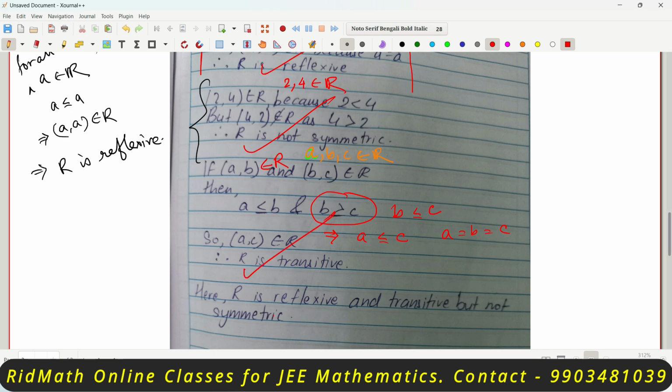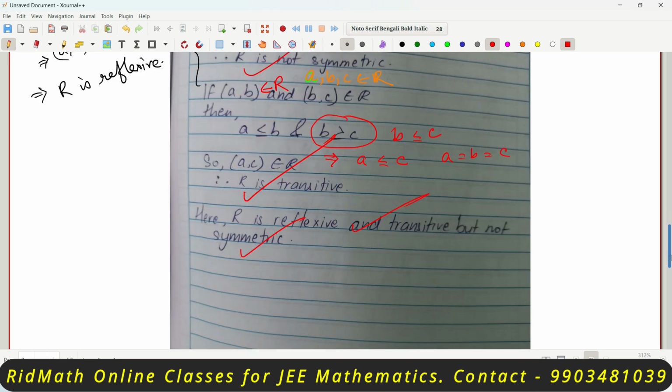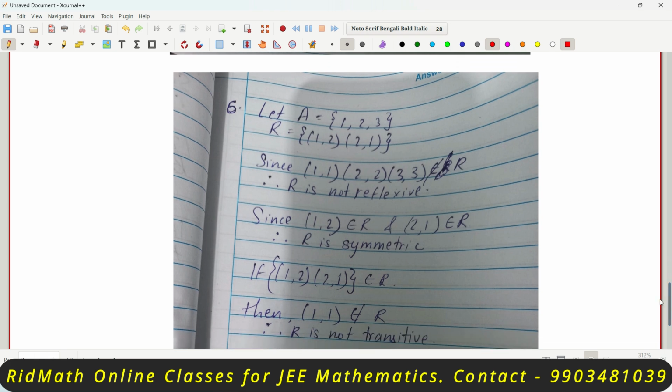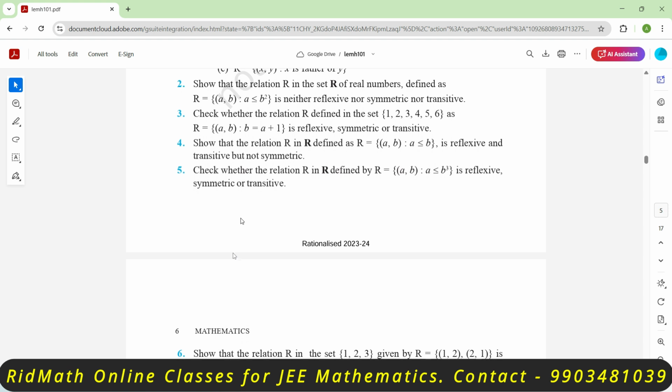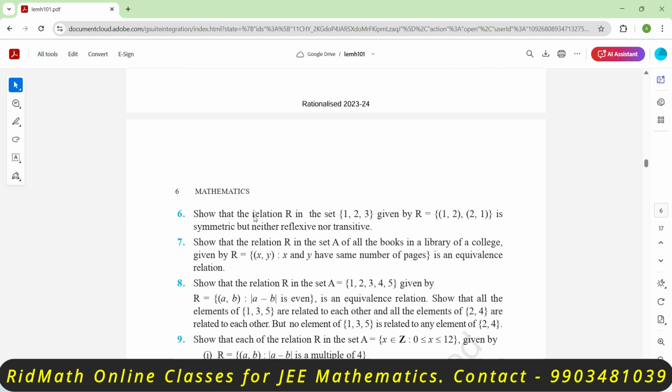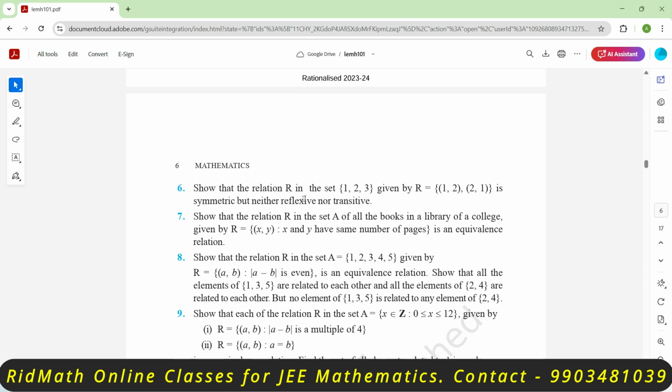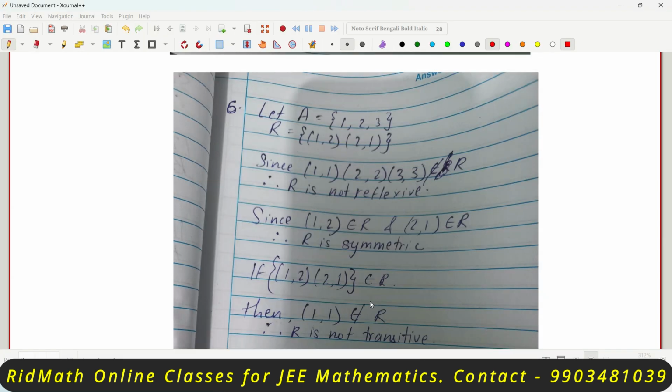Here R is reflexive and transitive but not symmetric. Next, number 6. Okay, 5 you have skipped. Show that the relation R in the set {1, 2, 3} given by R = {(1, 2), (2, 1)} is symmetric but neither reflexive nor transitive. Let A = {1, 2, 3}, and R is {(1, 2), (2, 1)}.